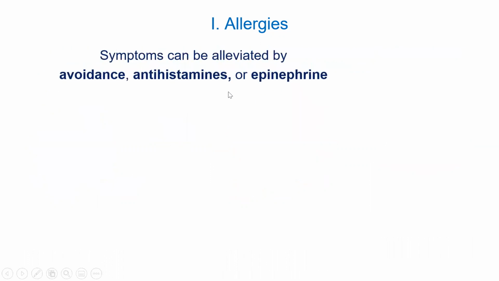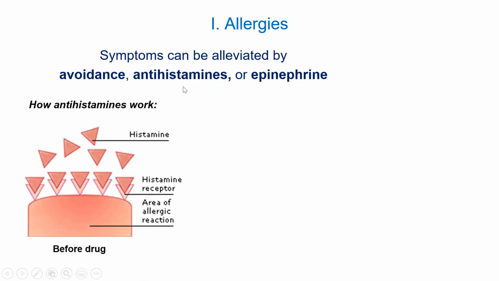So let's just talk about how we get rid of allergies. Symptoms can be alleviated by avoidance. That one kind of makes sense. If you're allergic to dogs, maybe you don't have a pet dog. If you're allergic to peanuts, you don't eat peanuts and so on. Some we can't avoid. If you're allergic to certain types of pollens, unless you move across the country, that may not work for you. A big one are these antihistamines.